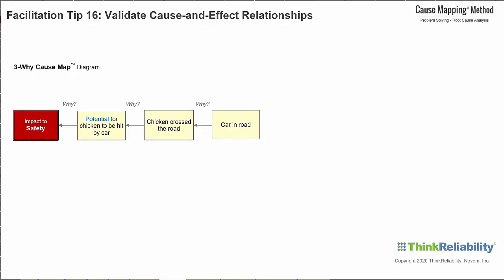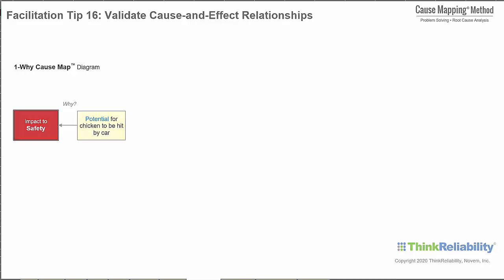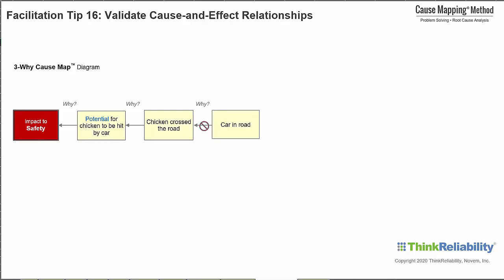So we've got a 3Y here. Again, starting with the impact to safety. There was an impact to safety because there's potential for the chicken to be hit by the car. Why was there a potential for the chicken to be hit by the car? Because it crossed the road. It's making sense so far. And then we get to the chicken crossed the road. Why? Because there was a car in the road.